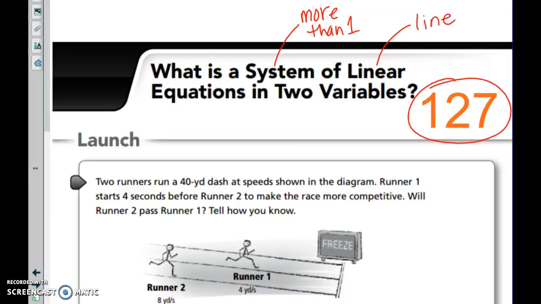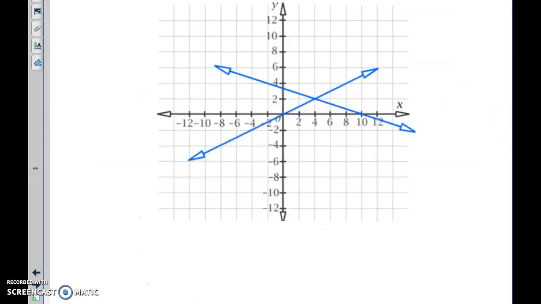So the first thing we want to do is just kind of picture what this is. I'm going to show you some pictures. So here's one. Here's a system of linear equations because we have two lines on a graph. Where they cross, that's our solution. In this case, they cross at 4, 2. So our solution would be at 4, 2.